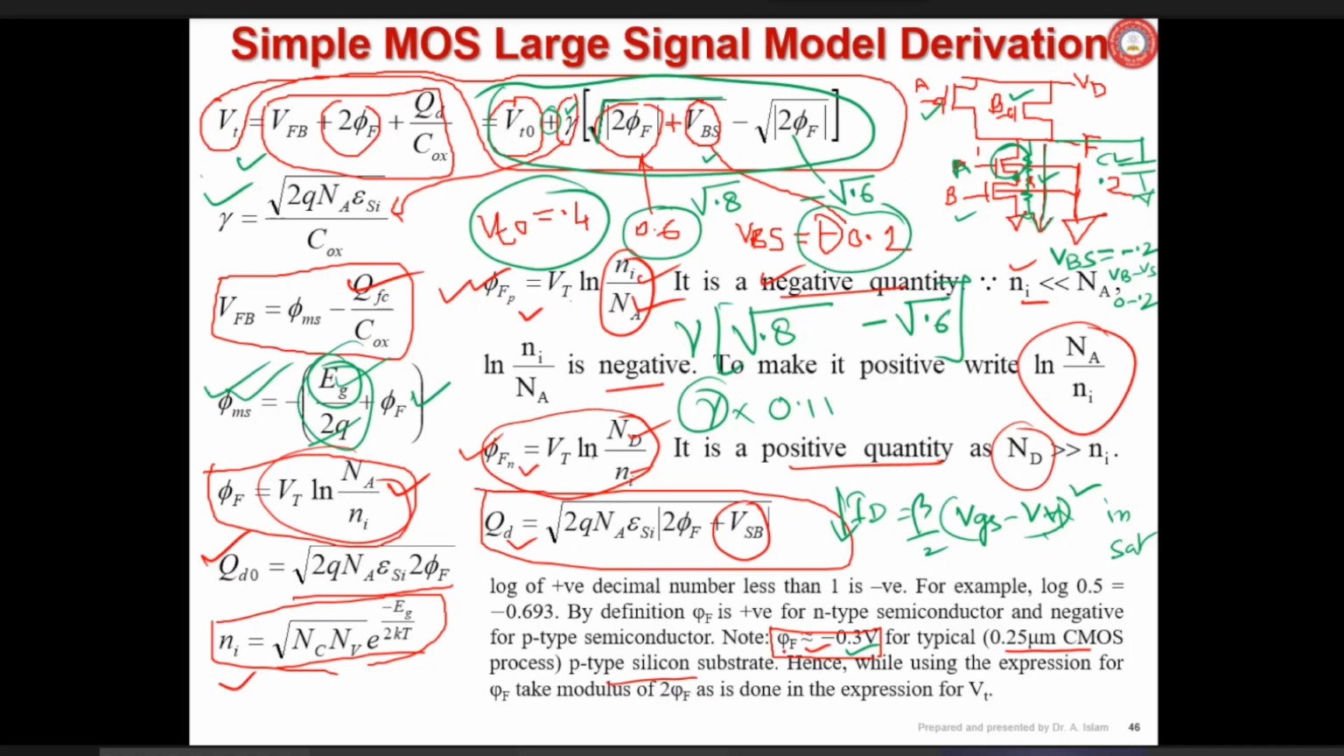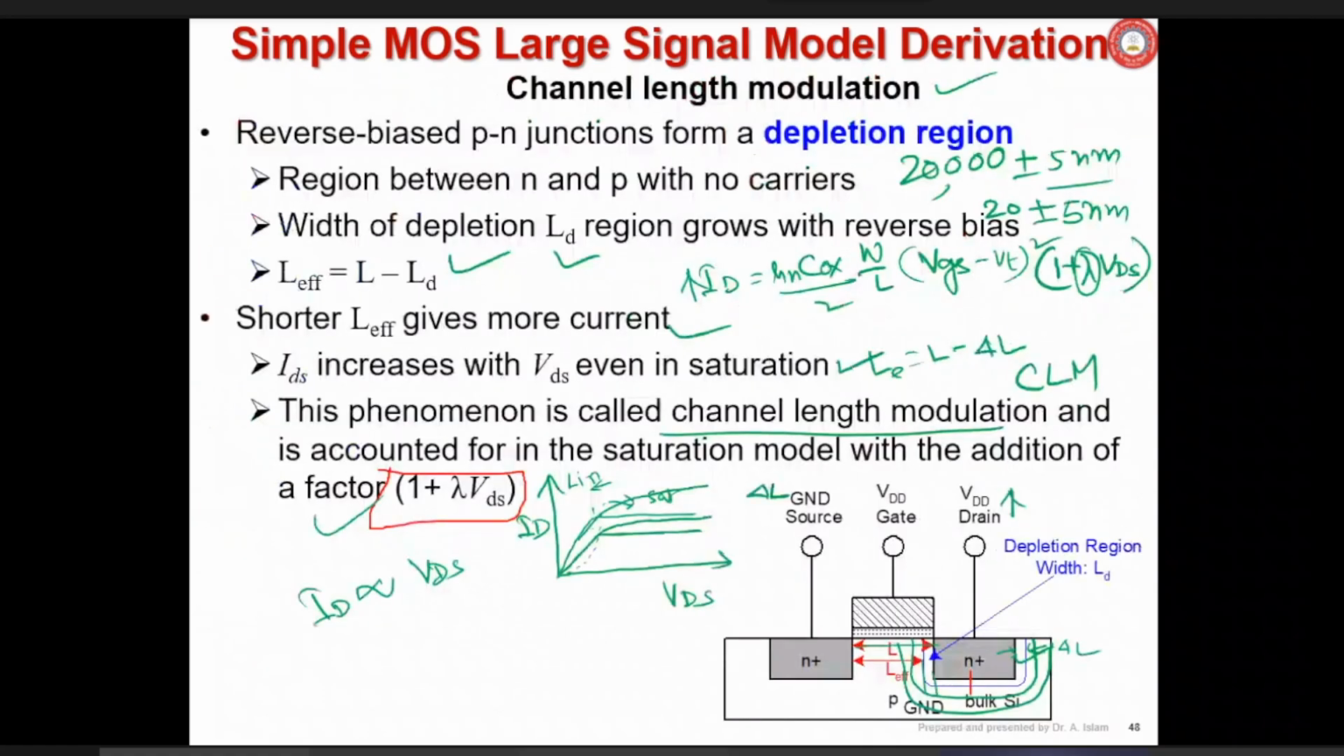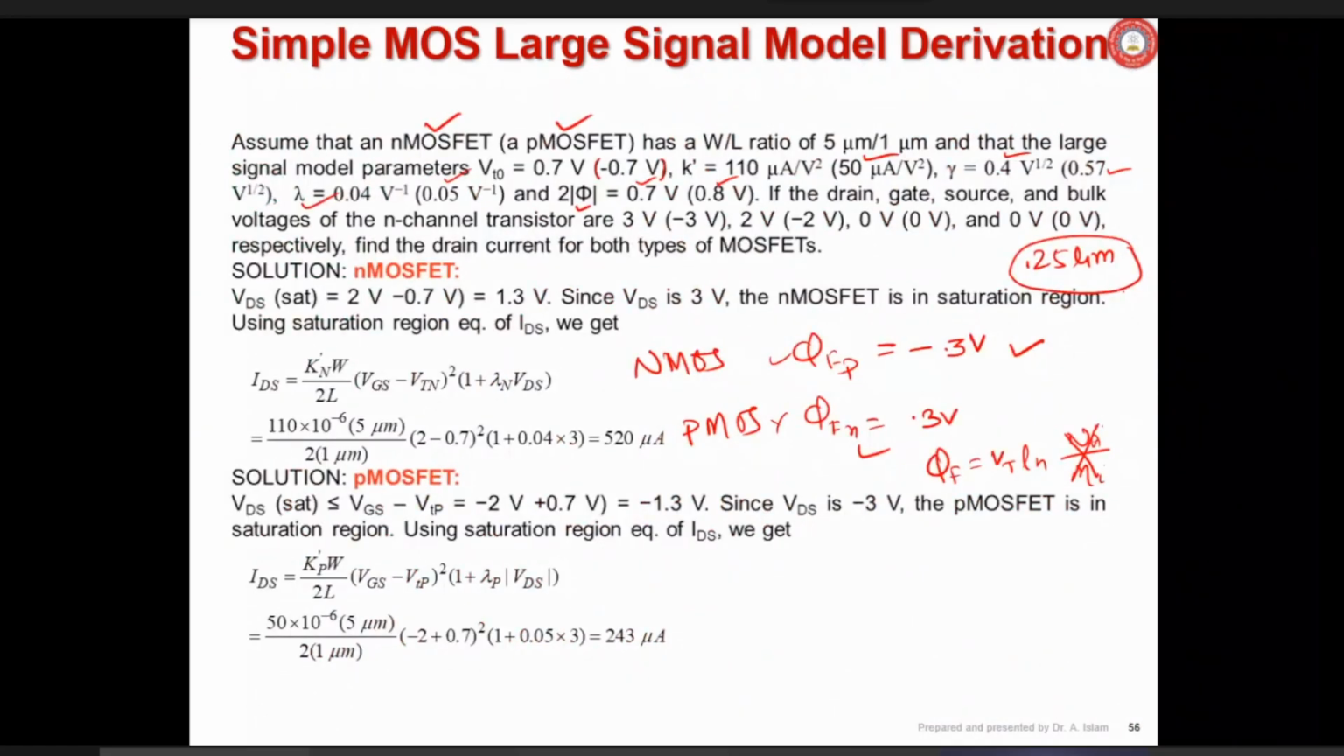And value wise, here for psi minus phi f is equal to minus 0.3 volt for the 0.25 micron CMOS process, P type silicon. P type silicon means phi P for N MOSFET. So you have said correctly. A little confusion: this is what we have written, but for phi N and phi P it will be a little different. So you have to remember.